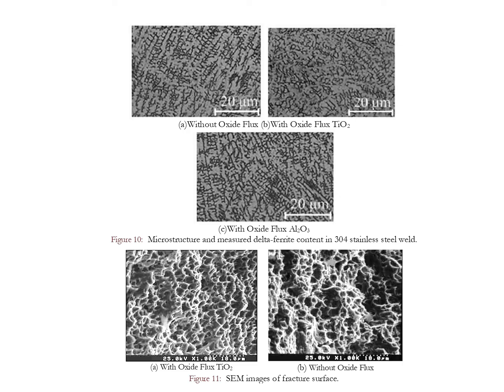This figure represents the microstructures of 304 stainless steel weld metals generated with and without flux, as well as the observed delta ferrite content. In all cases, the austenite matrix microstructure and vermicular delta ferrite morphology typical of this material class were found. However, there was no significant difference in the microstructure between the conventional TIG weld metal and the activated TIG weld metal. Figure 11 represents the SEM images of the fracture surface.